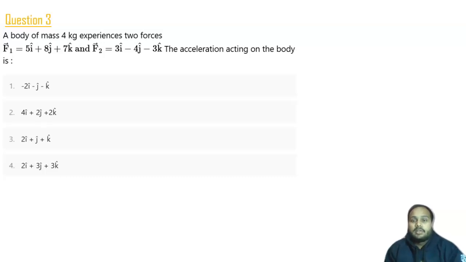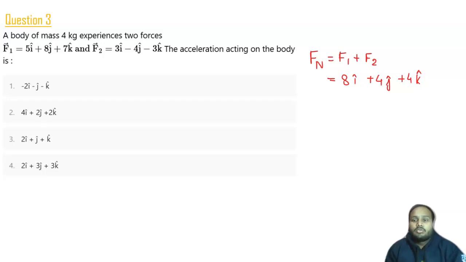So firstly, let us find the net force F net. Let's represent it as Fn. So this will be equal to F1 plus F2. So we will just add I cap with I cap, J cap with J cap and K cap with K cap. Fine. So if we add both of them, we are going to get 8 I cap plus 4 J cap plus 4 K cap. So F net we have got.